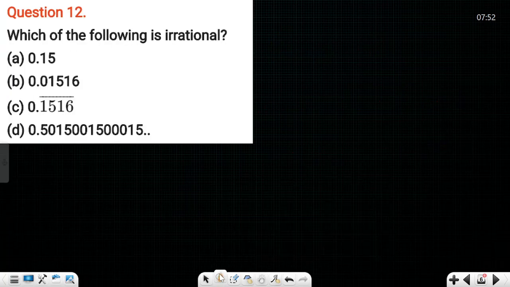Going for the 12th question. Which of the following is irrational? 0.15 is terminating. No, it's not irrational. 0.01516 is terminating. No, it is not irrational. 0.1516 with a repeating bar is non-terminating but repeating only, no? So therefore it is going to be rational. So this is also not irrational. The one and only irrational number is option D. Is that clear, Akshita? Now I am going ahead.